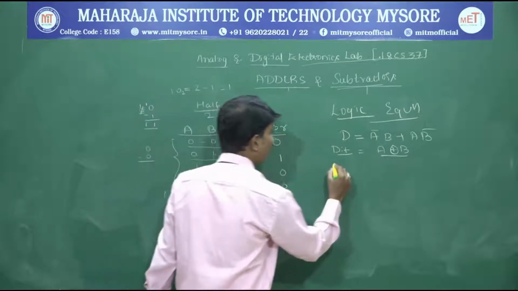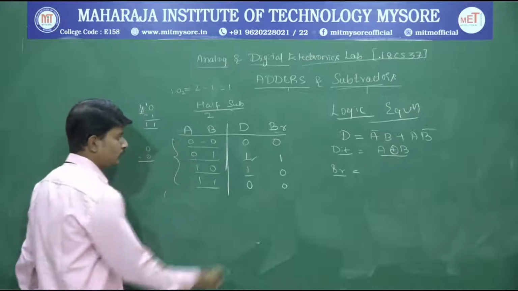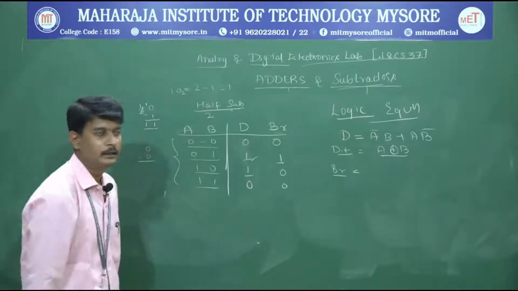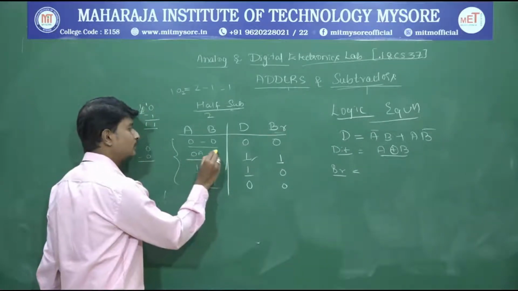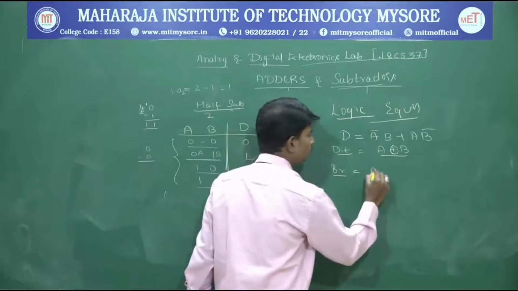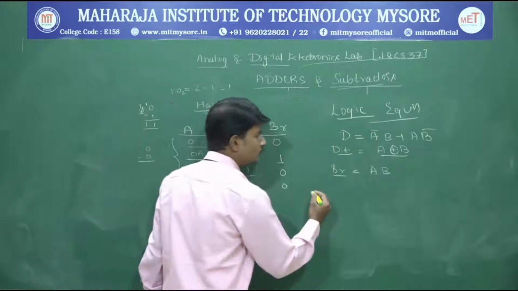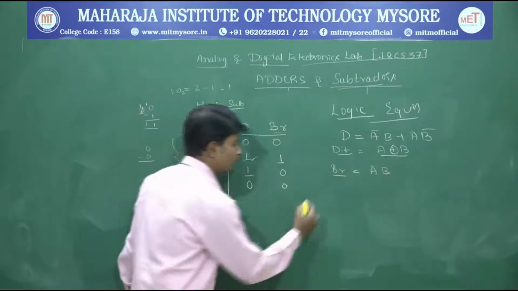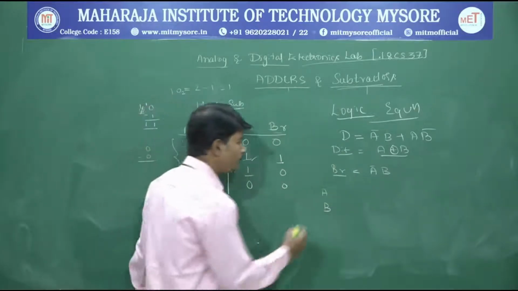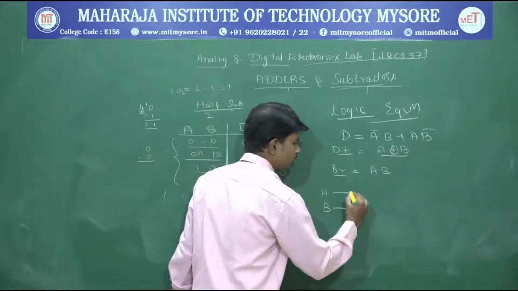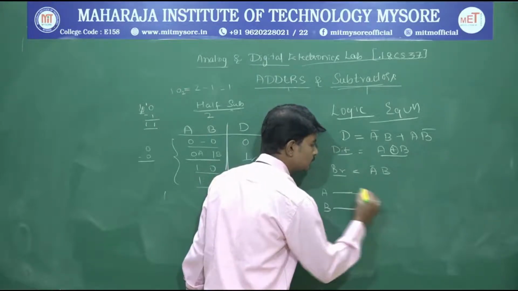Similarly, if I consider the borrow equation, again I'm going to check where the borrow is high. For that, I check the input variables, and I can simply say that it is A bar B. So the borrow is nothing but A bar B. If I want to write a logic circuit for these equations, first I'm going to have two input variables, A and B. Now I'm going to do an XOR operation between these two variables.